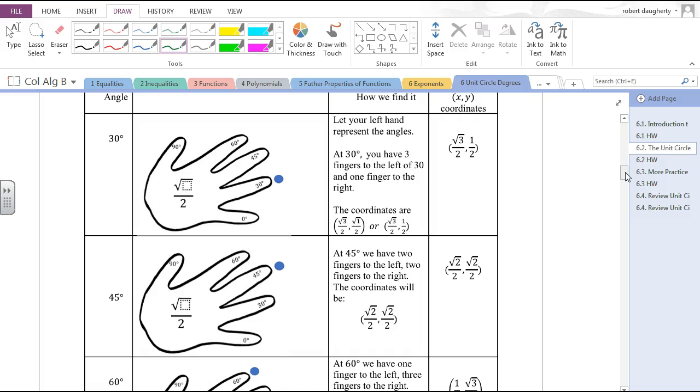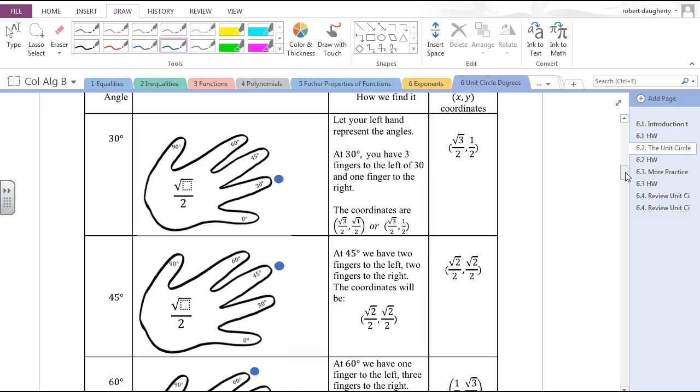Now I'm going to go to 45 degrees. So I'm going to move to my next finger. So that is the middle finger, okay? It's useful for other things other than what you think. So the middle finger, how many fingers are to the left? 2. How many to the right? 2. I'm going to write square root of 2 over 2, square root of 2 over 2.